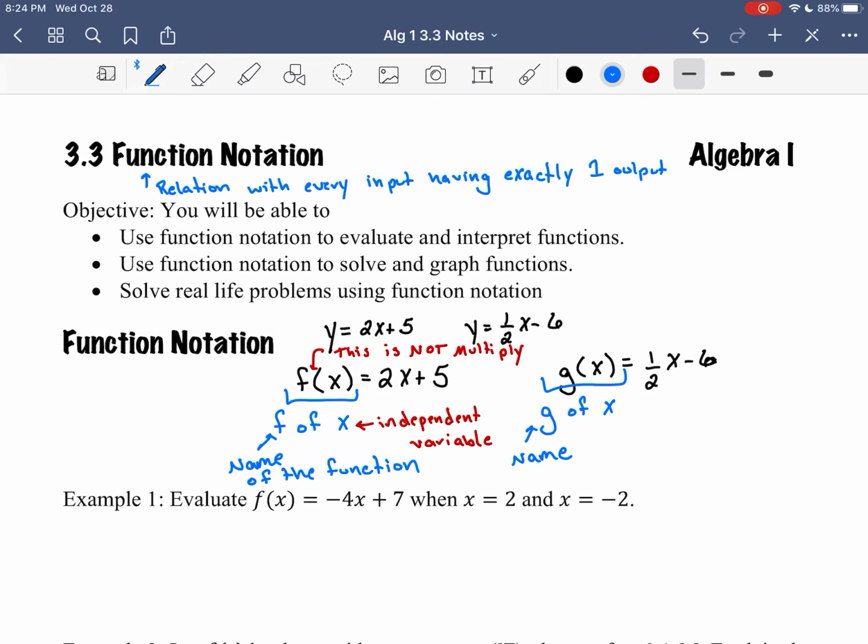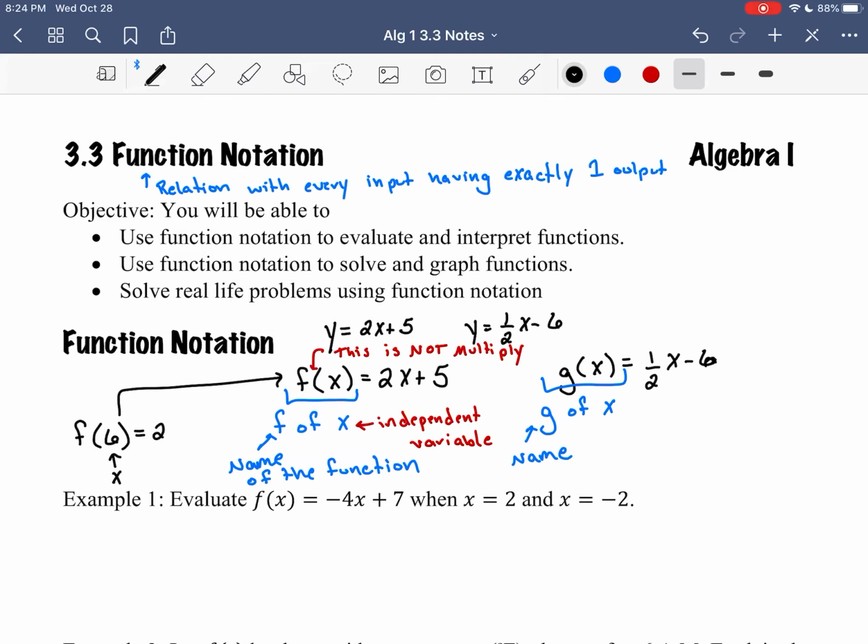So now if I asked you to put 6 into f, I know which function you're talking about. I can even shorten it up. Instead of saying, put a 6 into f, I can write f of 6. That tells me that I want to put a 6 in for my x inside that f function.